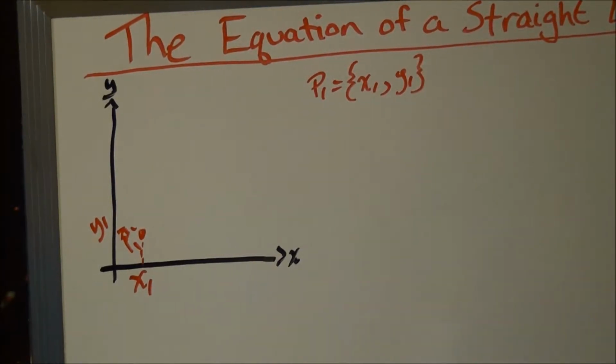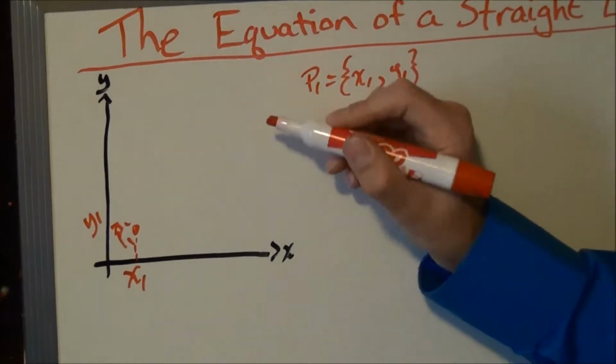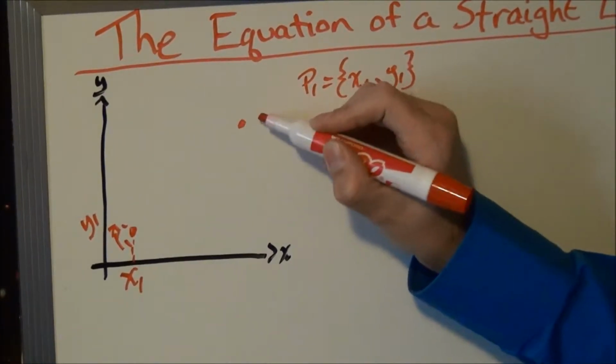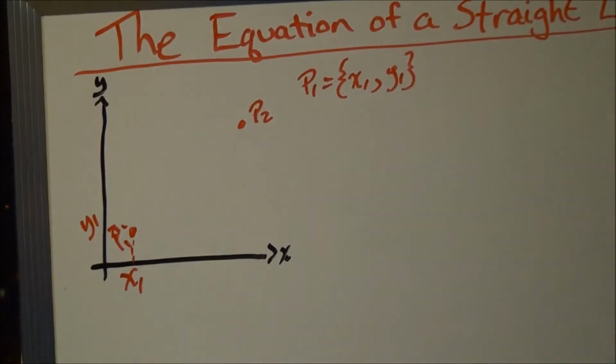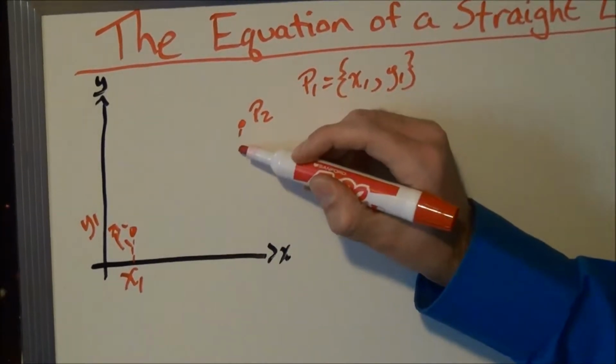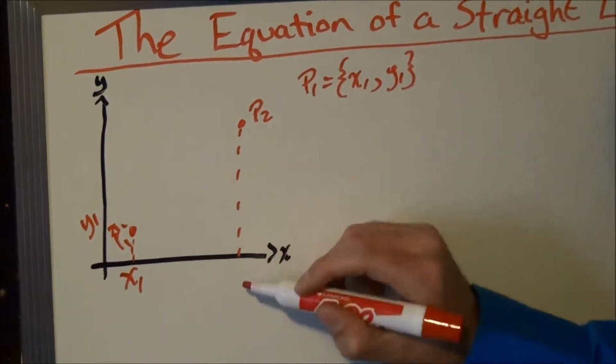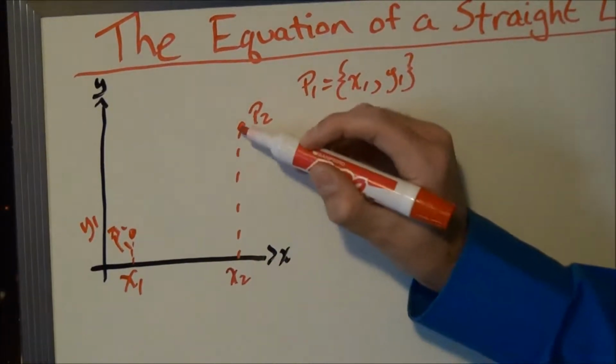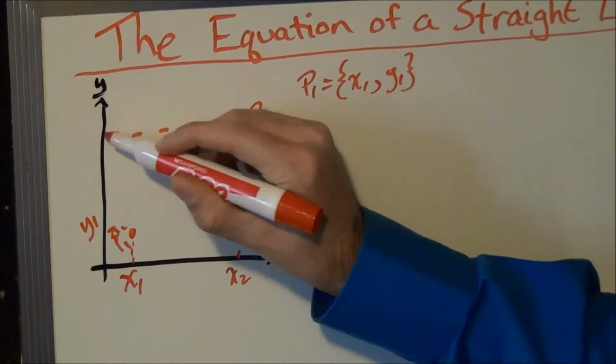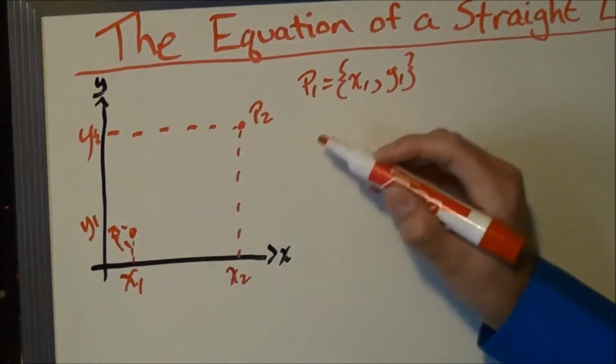Now I'm going to draw a second point on the same graph. I'm going to call this point P2 because I'm really creative that way. Now this point will have the coordinates x2, y2.